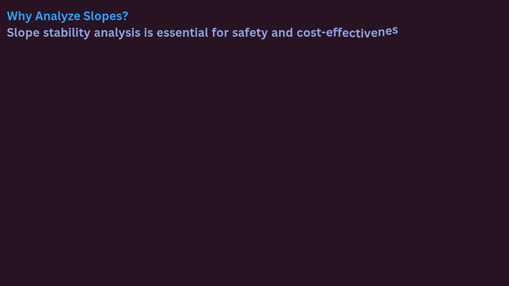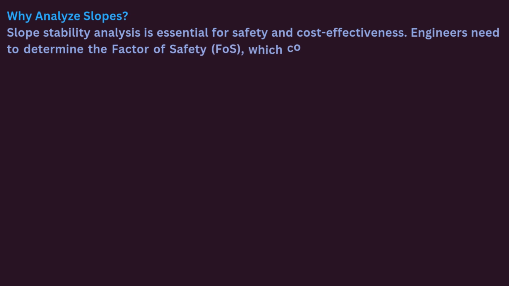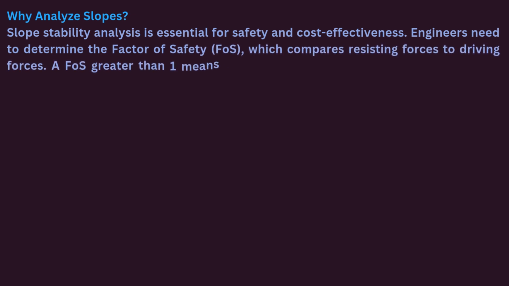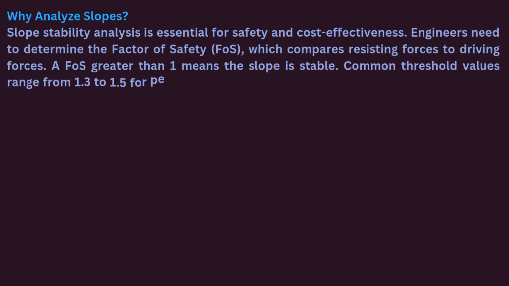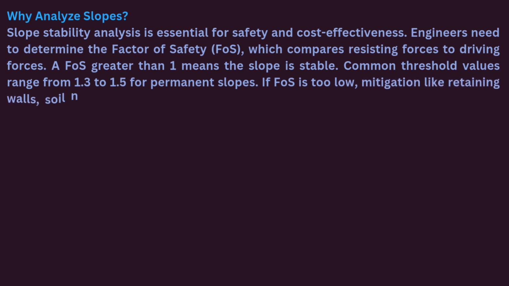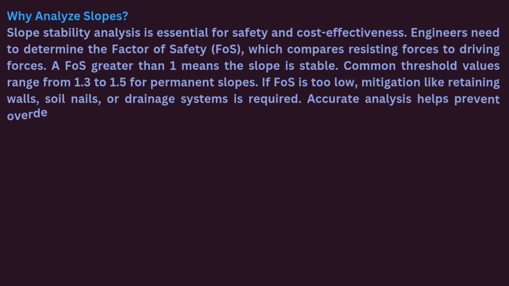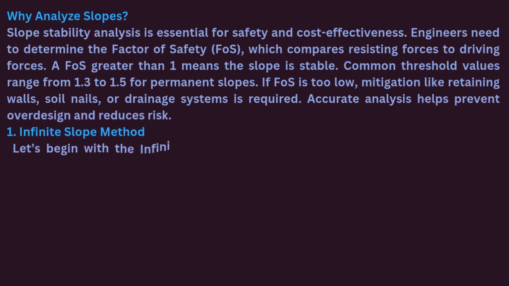Why analyze slopes? Slope stability analysis is essential for safety and cost-effectiveness. Engineers need to determine the factor of safety, FOS, which compares resisting forces to driving forces. A FOS greater than 1 means the slope is stable. Common threshold values range from 1.3 to 1.5 for permanent slopes. If FOS is too low, mitigation like retaining walls, soil nails, or drainage systems is required. Accurate analysis helps prevent overdesign and reduces risk.